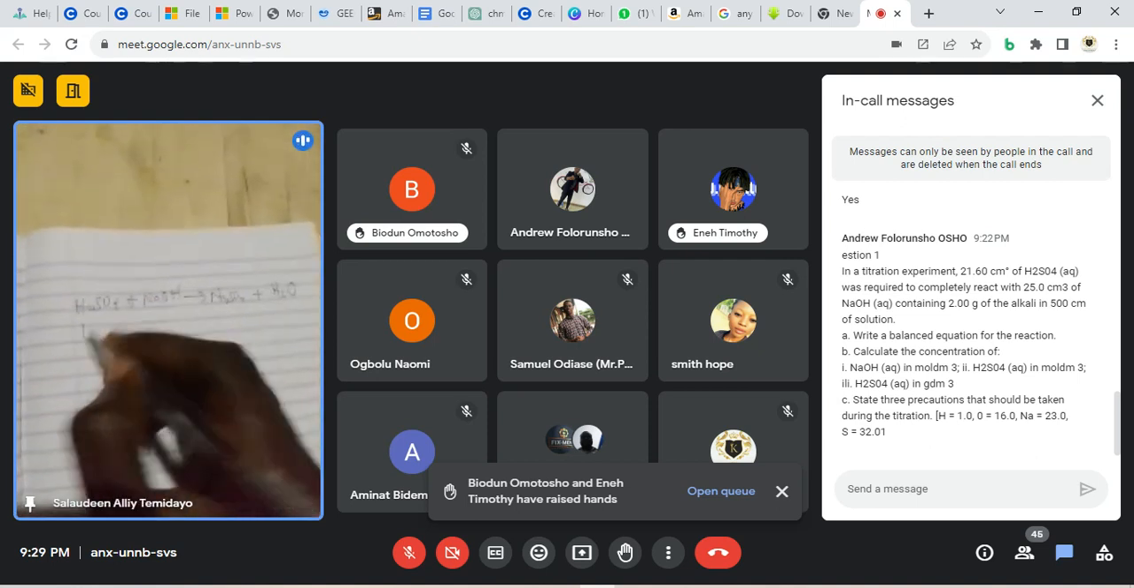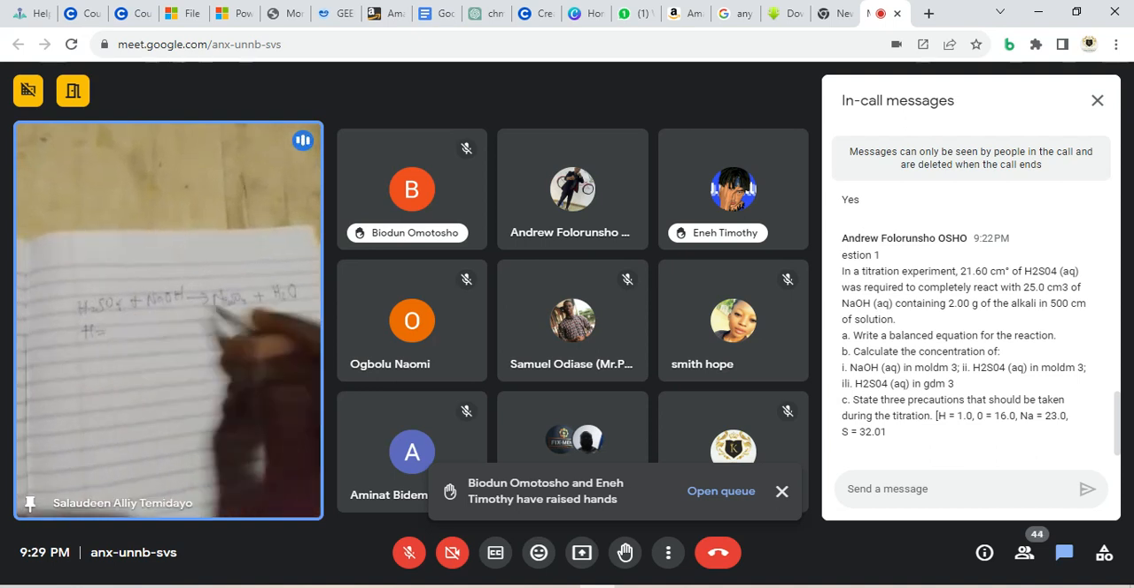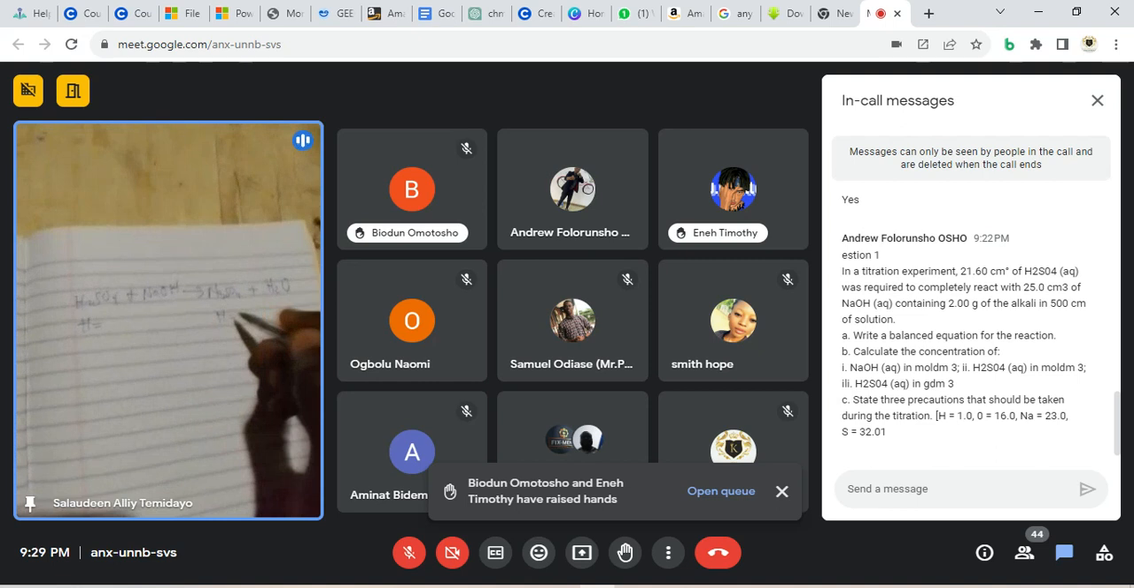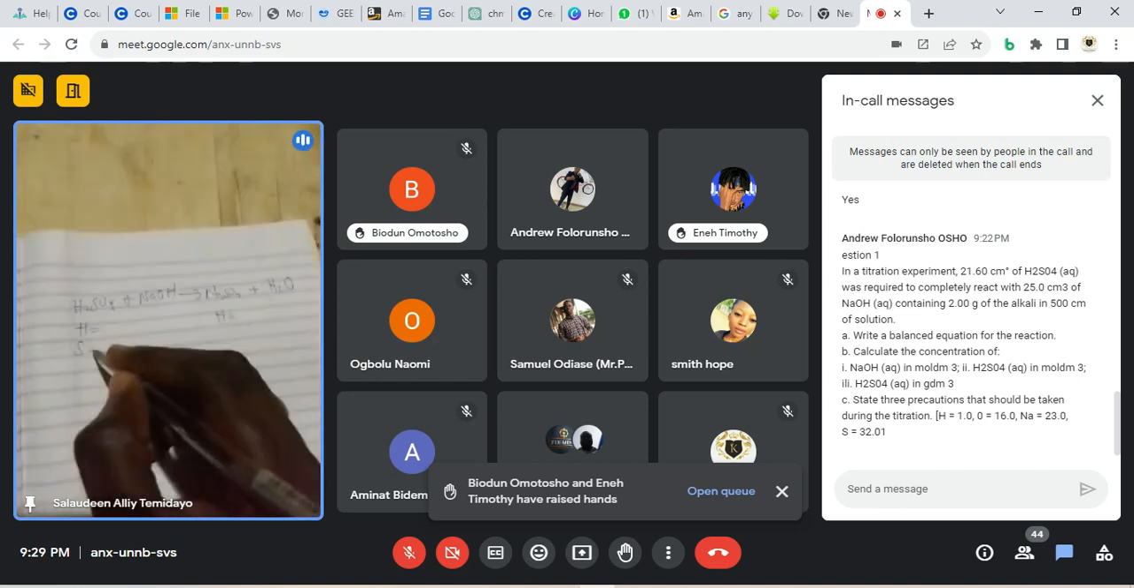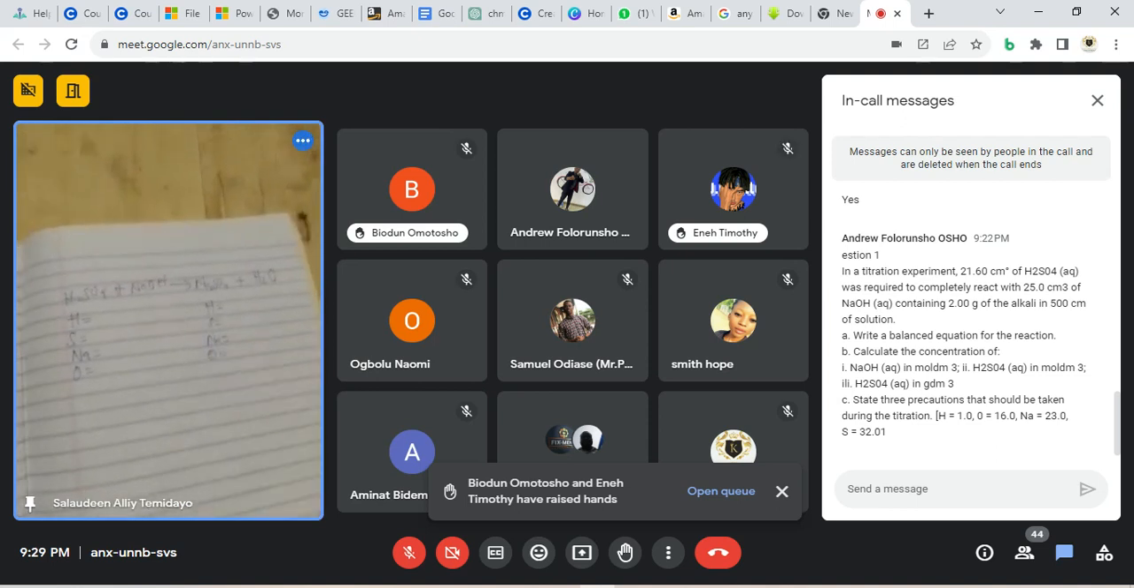Just write your hydrogen out. How many hydrogen do you have here? Write your hydrogen out here too. Write your sulfur out here. Write your sodium out here. Write your oxygen out here. The same thing here, the same thing here, the same thing here.